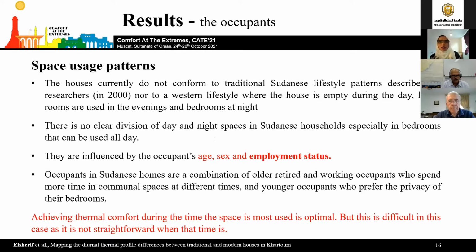Now, why is this important? It's important because in an extreme climate like this, it's hard to achieve thermal comfort all year round, all throughout the day. It's better to target when the space is most used. That becomes difficult when there's not a clear answer for that. All we know is that it's influenced by the occupant's age and sex, but also here what was introduced was the employment status. And generally, Sudanese households are extended households. So you have a mix of older, retired occupants with working ones, with children, and that mix is constantly changing. You have the older generations that prefer more communal spaces with younger ones that prefer more private spaces. So it's a constant shifting dynamic within the house.